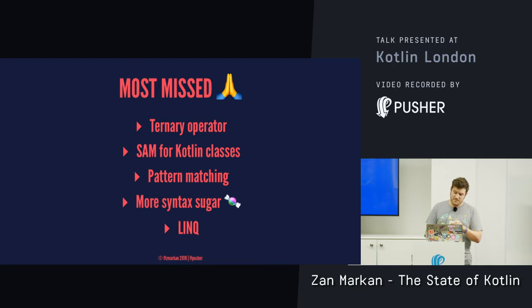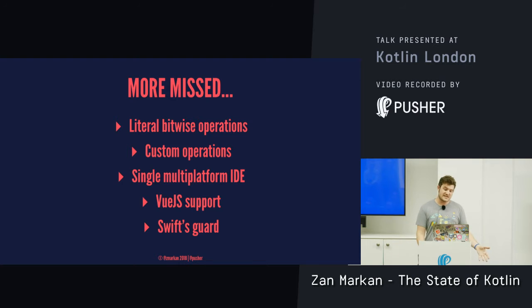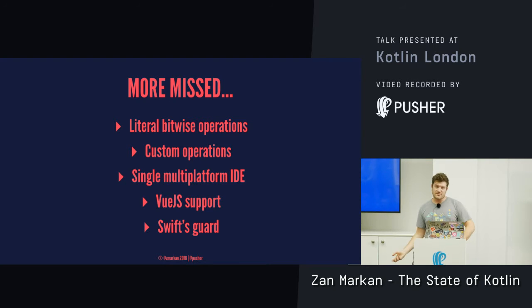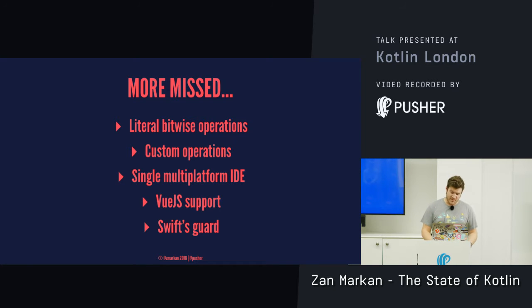It's interesting because a lot of people who filled in the JetBrains survey called Kotlin Future Features, they asked for collection literals, and they weren't that often mentioned in my survey. So yeah, more things that are missed. So custom operations, support for Vue, a single multi-platform IDE. I think the IntelliJ does it for up to an extent. And there's also Swift's guard statement. So like all the iOS transplants would be missing the guard statements from Swift.